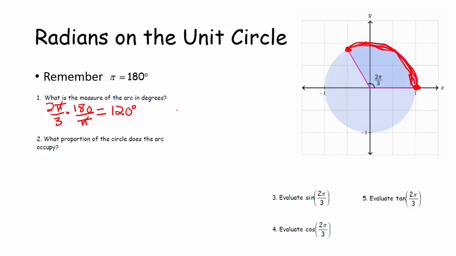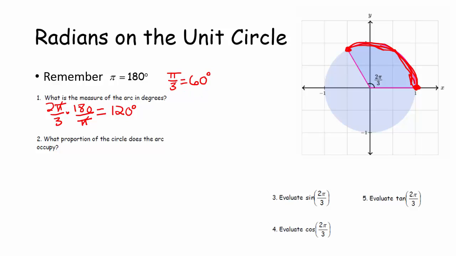Another way you could have thought about this is that you know that pi radians equals 180 degrees. That's sort of our definition for converting from radians to degrees. So that means that if I divided both sides of this equation by 3, that would tell me that pi over 3 radians is 60 degrees.